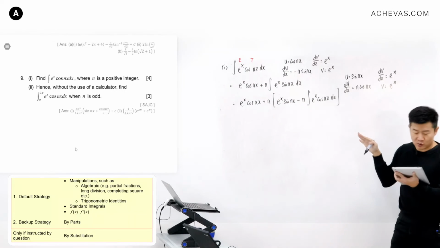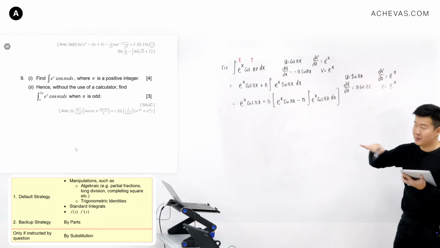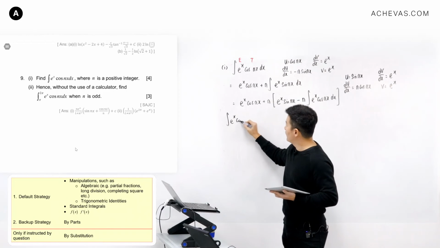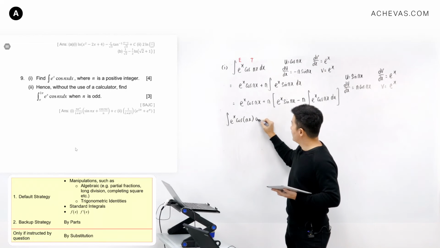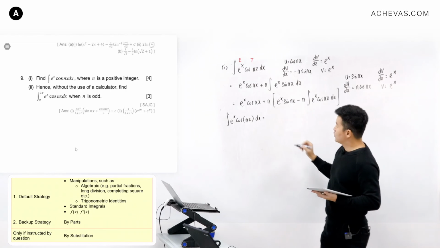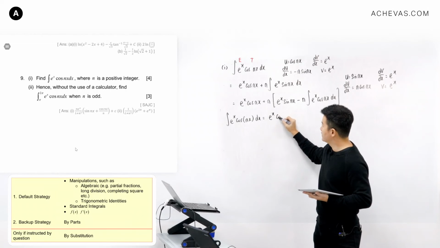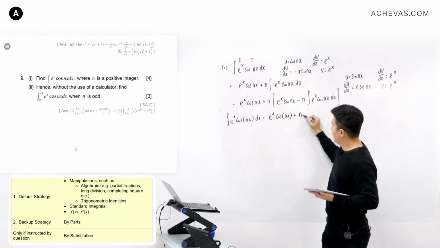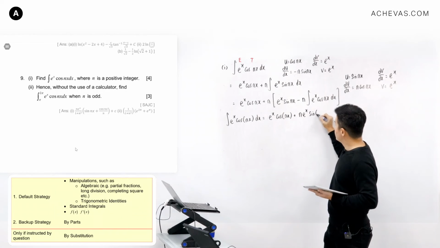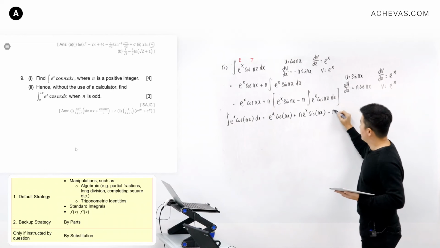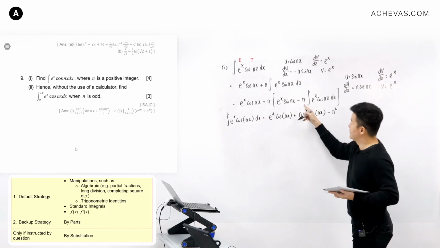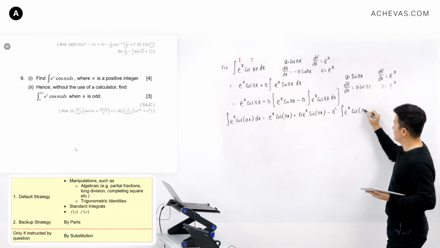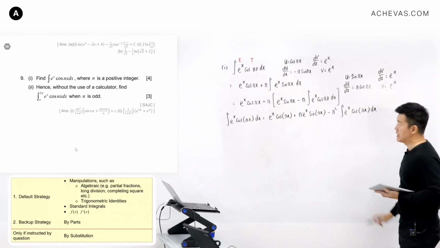Let me just rewrite this into one full line, side by side. So we will have the integration of e to the power of x cosine nx dx equal to e to the power of x cosine nx plus n e to the power of x sine nx, minus n square, this times this, minus n square integration of e to the power of x cosine nx dx.